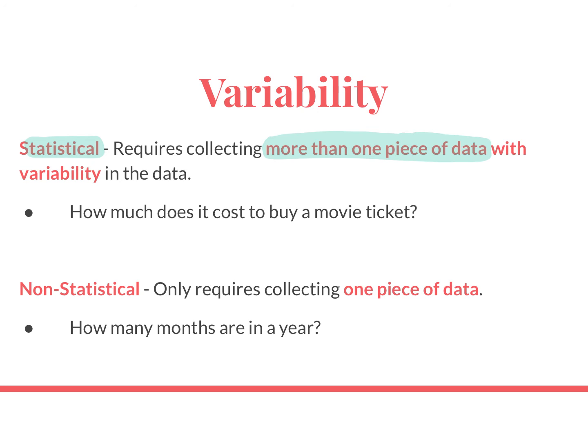An example of a statistical question would be, how much does it cost to buy a movie ticket? The data would vary based on the different movie theaters you could go to. Each movie theater would have a different cost. A non-statistical question only requires collecting one piece of data. An example of a non-statistical question is, how many months are in a year? There are 12 months in a year, so this only requires collecting one piece of data.